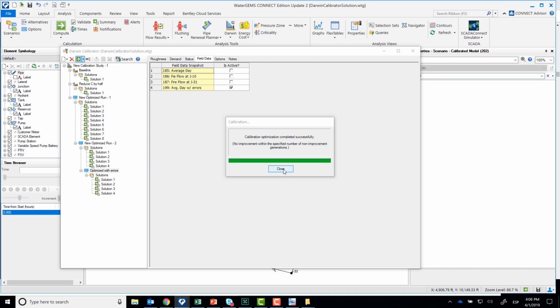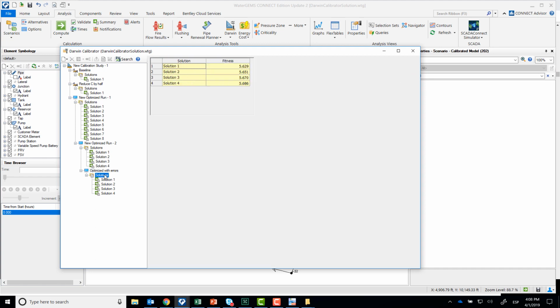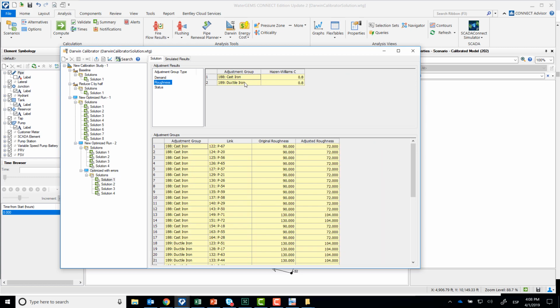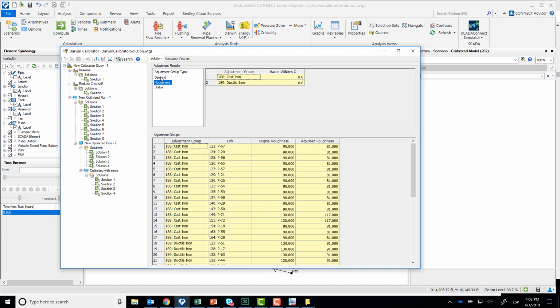So here we were also taking into account demand and roughness, and if you look at the solutions, the fitness is not good anymore. But if you dig down and see what happens, look, it modified the roughness to 0.8 and 0.8, and it increased the demand by quite a bit. So that's why it's so important to bring good data, because Calibrator is just crunching the numbers and it will give you some results, but it is up to you to screen that data and meticulously look at the results to see if they make engineering sense.